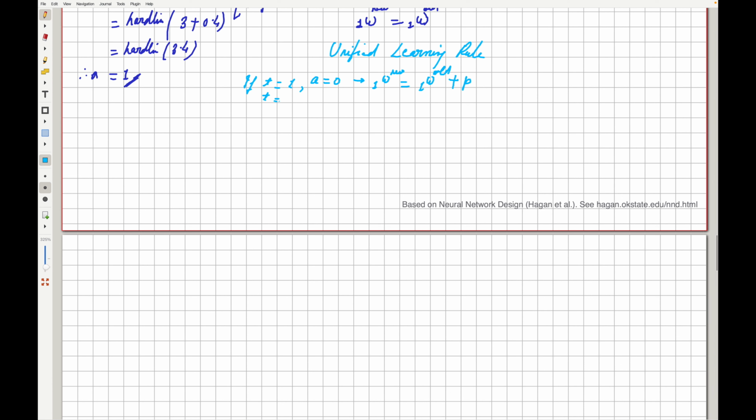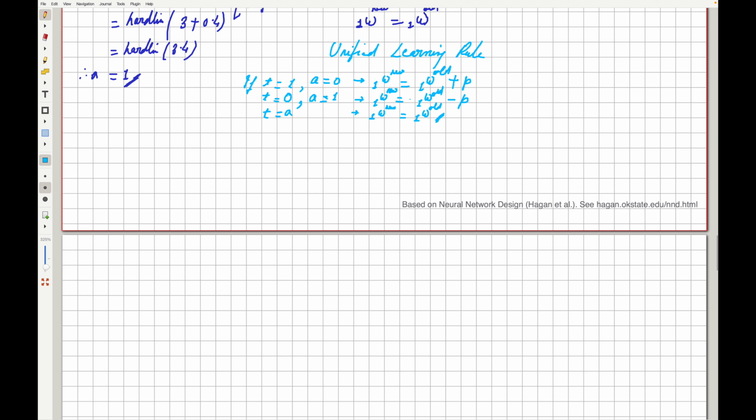Likewise, if we had the target as 0 and we got the value of a as 1, then to move the decision boundary, the way we calculate the new w is we took the old w and subtracted the value of p. And in the case where the value of target was equal to the value of a that we calculated, then we simply didn't do anything. We just said that this is the final w we have, and so the new w would be the same as the old w.